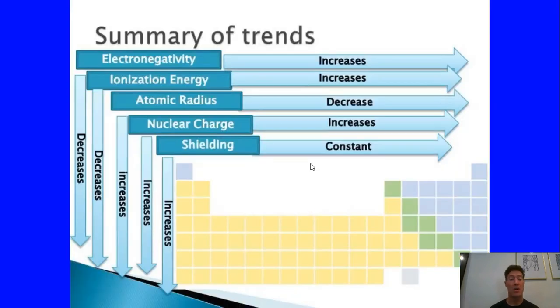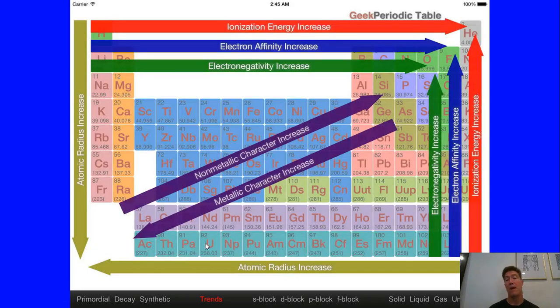Another way to summarize all the trends: electronegativity increases this way, decreases this way. Ionization increases this way, decreases this way. Atomic radius decreases this way, increases this way. Nuclear charge increases this way, also increases this way. Shielding is constant in this direction, but it increases with increasing distance as we go down. And then here's this super chart. Might be good to have something like this in your notes. And this summarizes basically all the major trends of the periodic table.